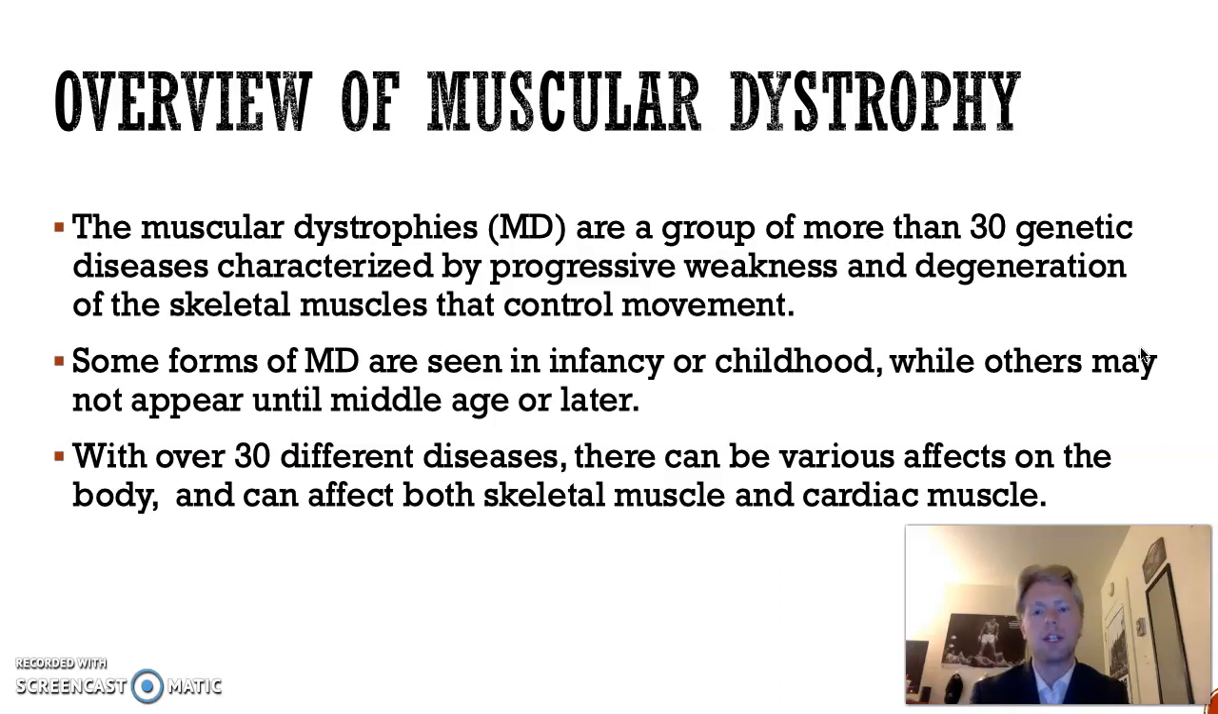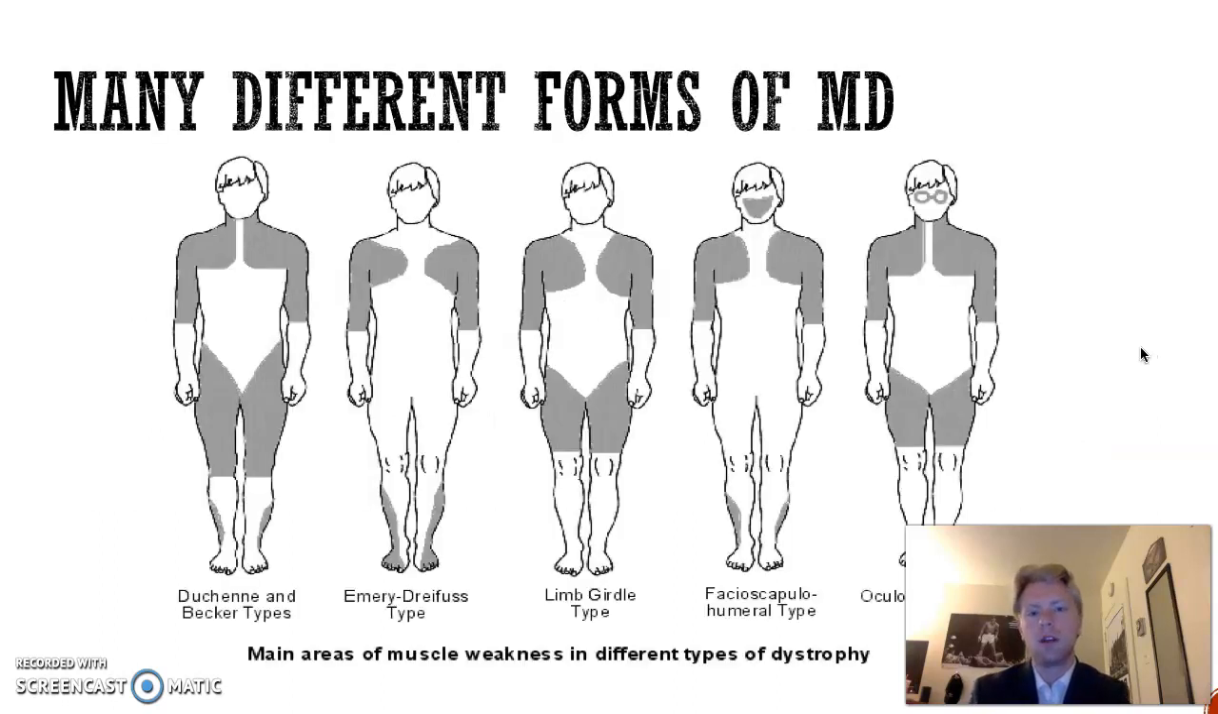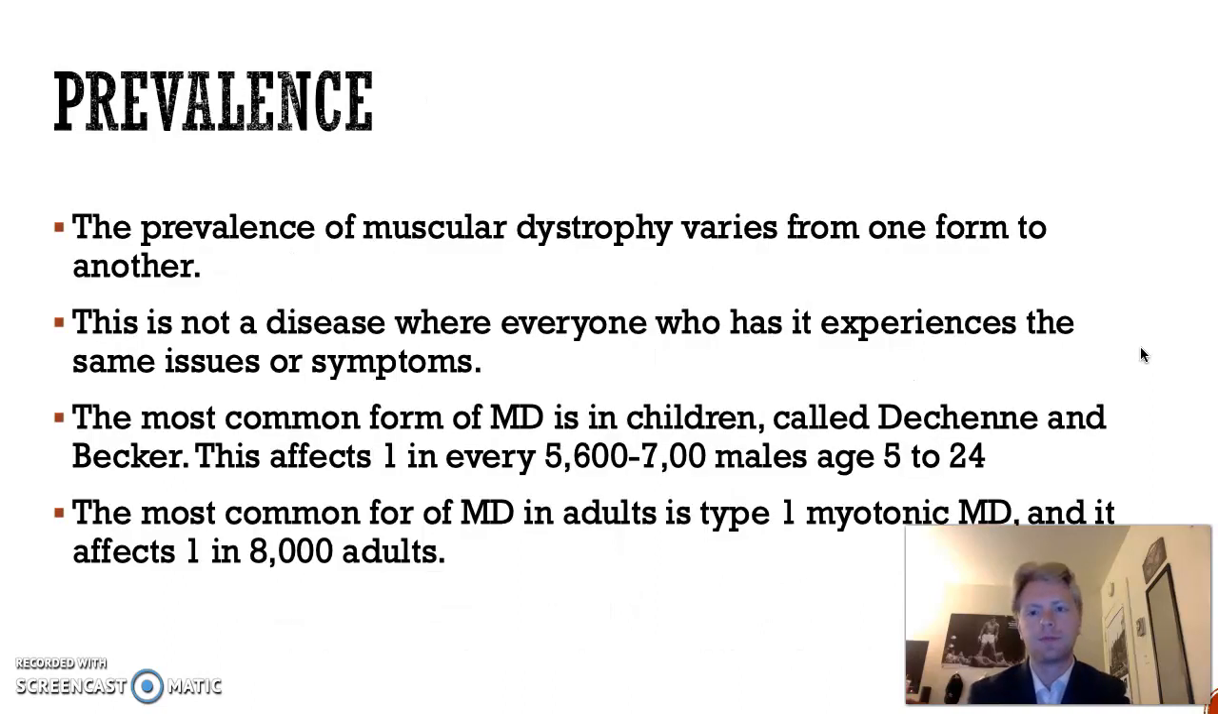With over 30 different diseases, there can be various effects on the body, and they can affect the skeletal muscles and the cardiac muscles. This is just a little image to show you some of the different forms of muscular dystrophy and the different parts of the body they affect. And the most common are the Duchenne and Becker types of muscular dystrophy.